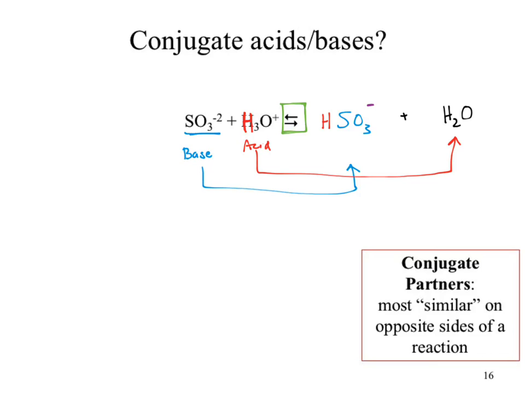Okay, so let's look at the right to left. What happens to HSO3 minus to go from the right to the left? It loses a hydrogen, or it donates a hydrogen, which means it is acting as an acid. Okay, what happened to the water? It accepted the hydrogen, which means the water is acting as a base. Awesome.